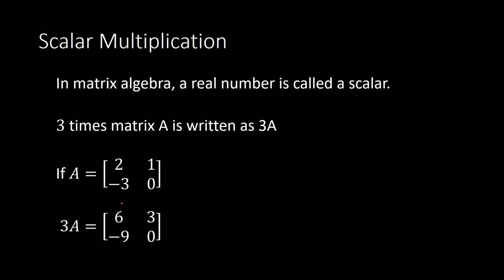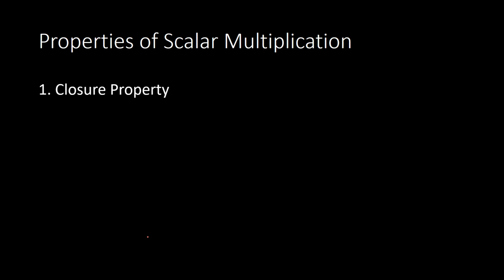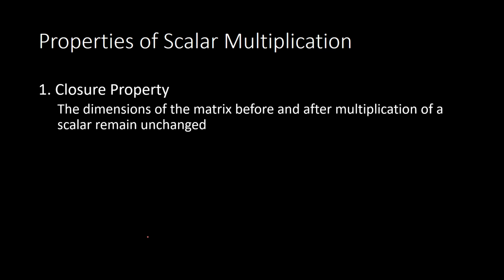So 3 times 2 is 6, 3 times 1 is 3, 3 times -3 is -9, and 3 times 0 is 0. And that is all there is to scalar multiplication. You just multiply everything in the matrix by the scalar. Now, a few properties with scalar multiplication as well. First is the closure property, which is the same as for matrix addition, and that says that the dimensions of the matrix before and after multiplication do not change.